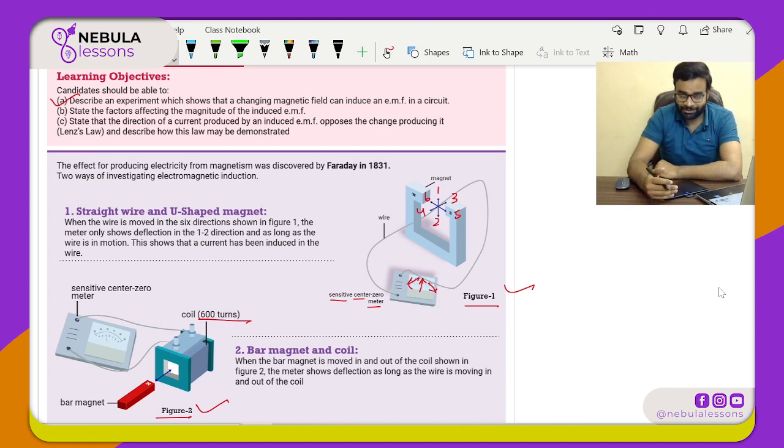I hope you understood the idea of electromagnetic induction and the experimental setup we used. In the next tutorial, we'll be learning about the factors affecting the magnitude of induced EMF or potential difference.